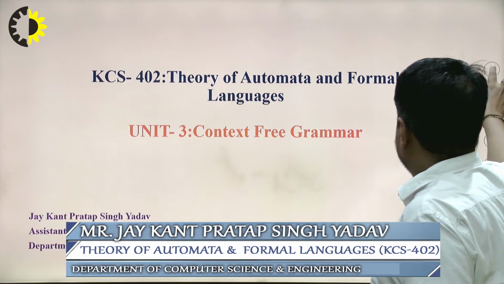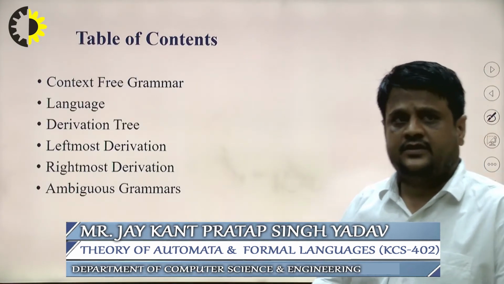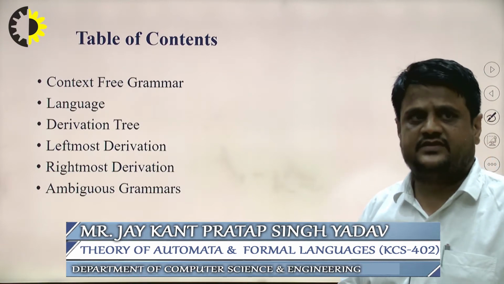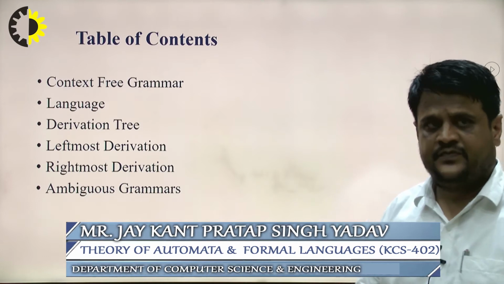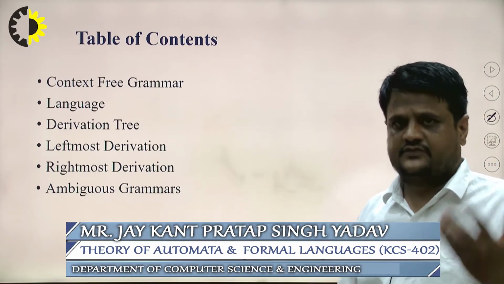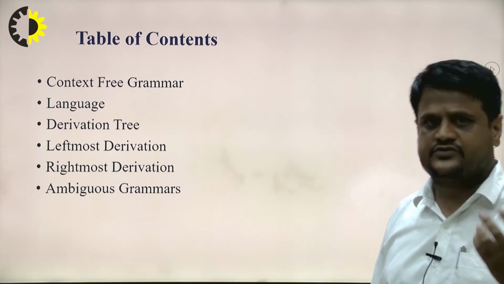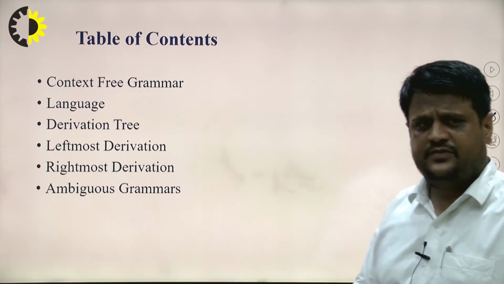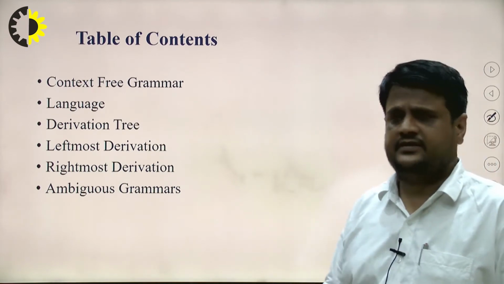Today I will discuss unit number 3 of the theory of automata and formal languages. As far as this unit is concerned, this is the table of contents to be discussed in this lecture. First, what is the context-free grammar. After that, what is the context-free language. We will also discuss derivation tree as well as leftmost and rightmost derivation. At last, we will discuss the ambiguous context-free grammar, or you can say ambiguous grammar.